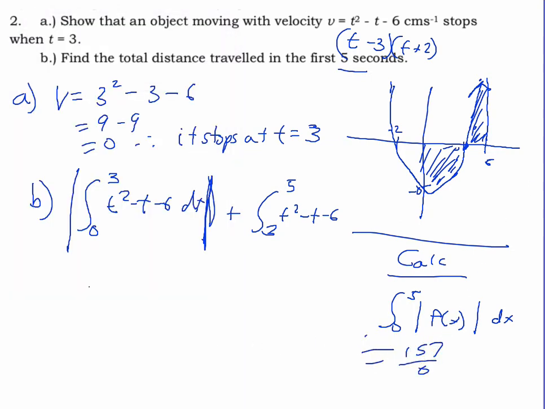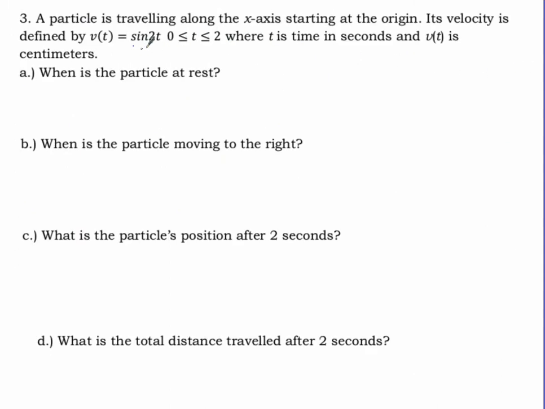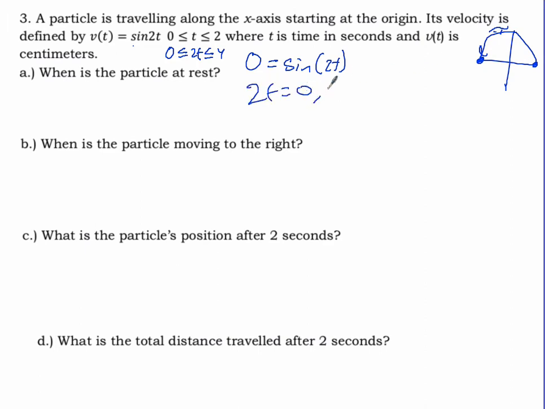Okay, next we're going to do this question where we're given the velocity and the time interval. When is the particle at rest? So you're going to solve 0 equals sine 2t. So when is the velocity equal to 0? We'll need to change the range to 2t, so we can multiply by 2. So we can go all the way up to 4. Sine is 0 at 0 degrees and at pi degrees, or pi radians, I mean. Okay, so our answers are 2t equals 0 or pi, so t equals 0 or pi over 2.